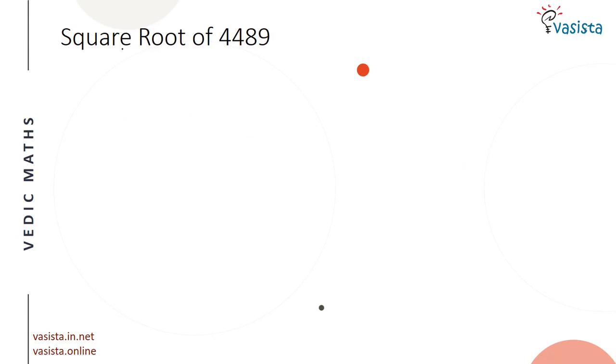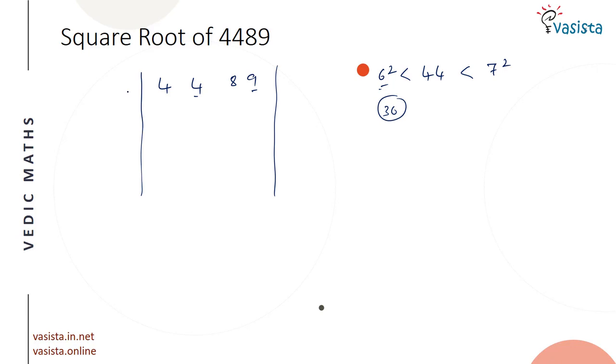Right here, 4489. Start from here. This is our place, 44 and 89. I will take 44, which lies between 7 square and 6 square. So I will take the square of 6, which is 36. I need to subtract 36 from 44. So we are going to get 8.